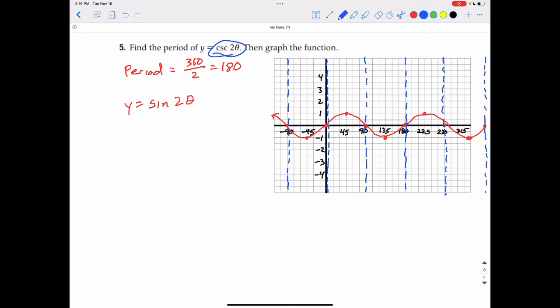So I'll draw my U-shapes between the asymptotes, touching the low and the high point of each peak and valley. And you can do that as many times as you wish. At least 2 or 3 times, I should say. I just don't want you to do it one time and say, that's all I wish to do. And that would be a good representation of this cosecant graph.